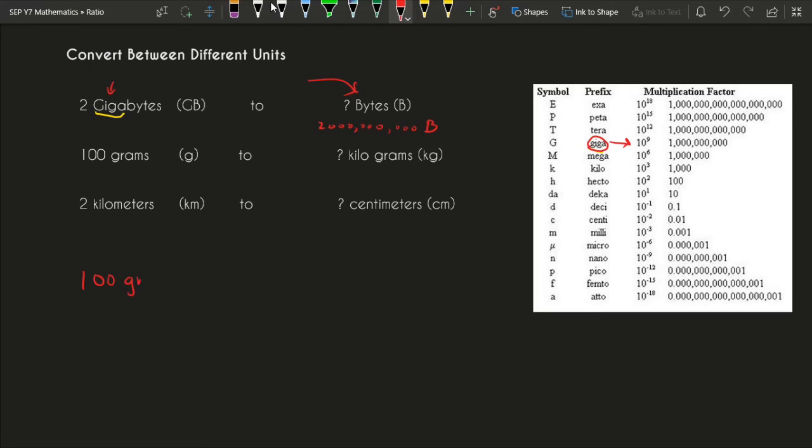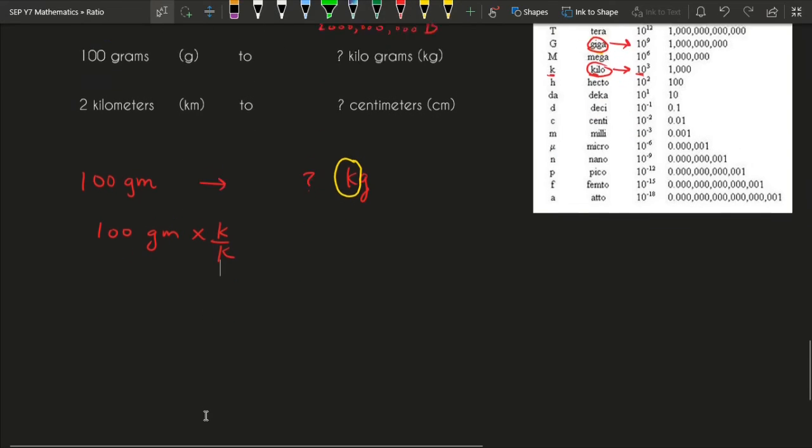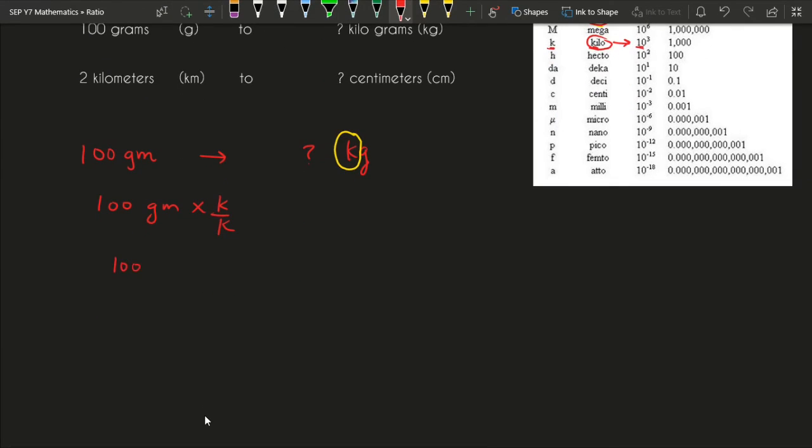Let's convert 100 grams into kilograms. Grams should be written as G only, not GM. We can see that there is a kilo in the required form. Kilo is just a number. From the chart we can see that kilo is equal to 10 to the power 3. We multiply 100 grams with kilo and divide it by kilo. Next, we bring kilo by kilo to the center.